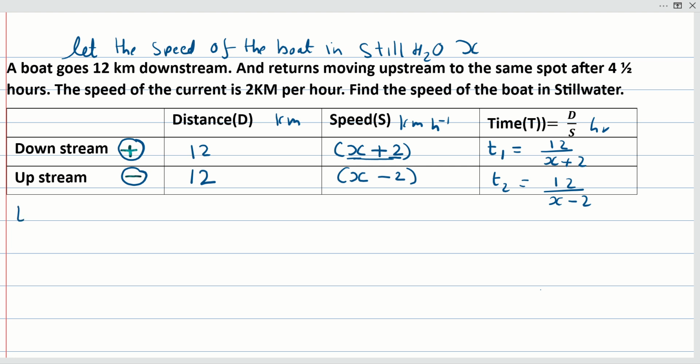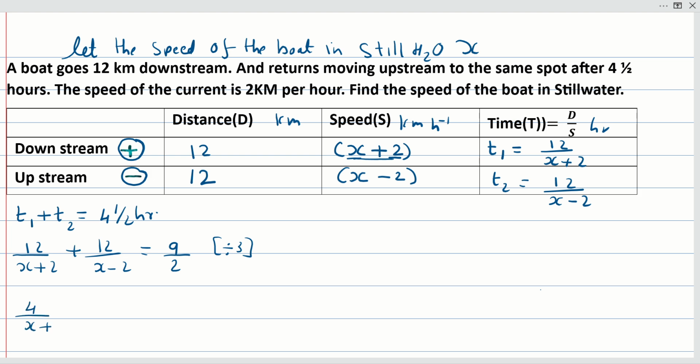Now, upstream and downstream both, how much time does it take in total, students? It took 4.5 hours. Okay, so we'll add it. t1 plus t2 is 12 upon x plus 2 plus 12 upon x minus 2 is equal to 9 upon 2. Correct? Divide the whole equation by 3. So what I'll get is 4 upon x plus 2 plus 4 upon x minus 2 is equal to 3 upon 2.